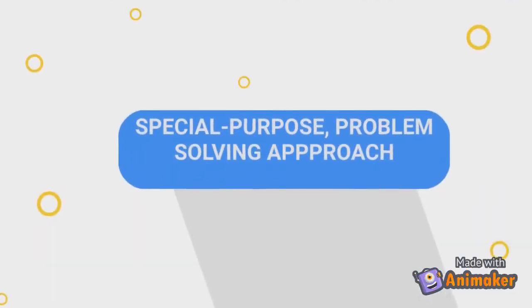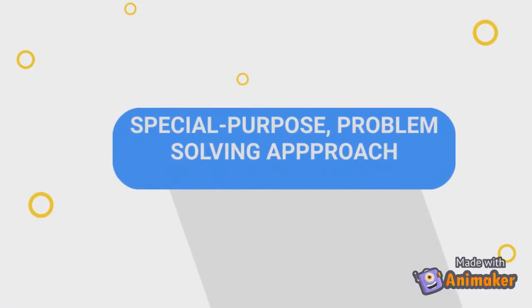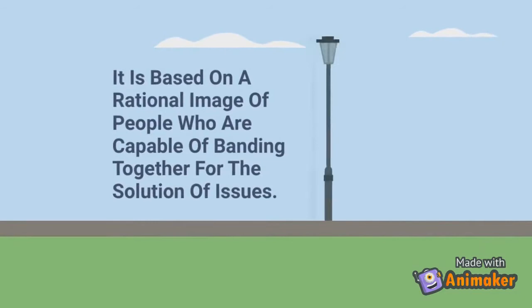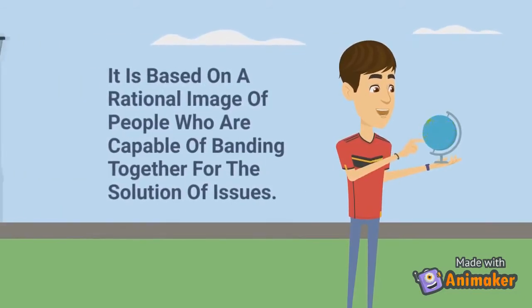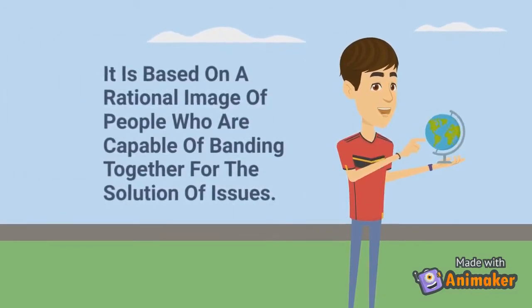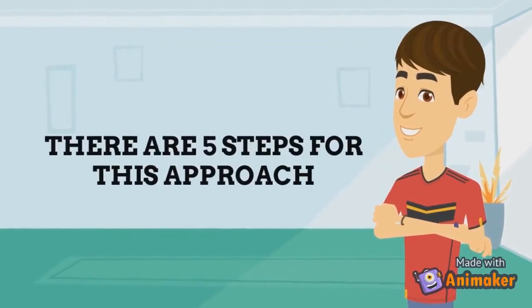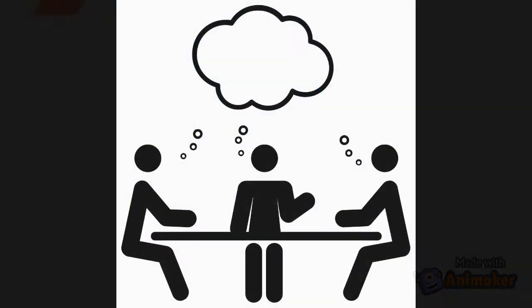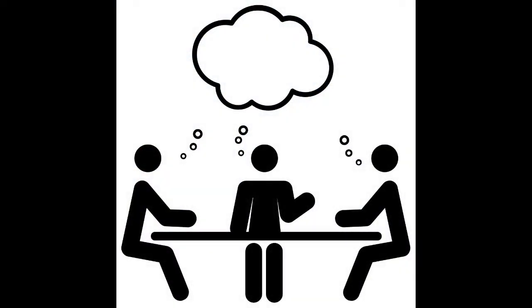For the next, we have the special purpose problem-solving approach. This type of approach is based on a rational image of people who are capable of banding together for solving issues. There are 5 steps for this approach. The first one is problem identification. Just like any other problem-solving processes, it always starts with identifying what is the problem.